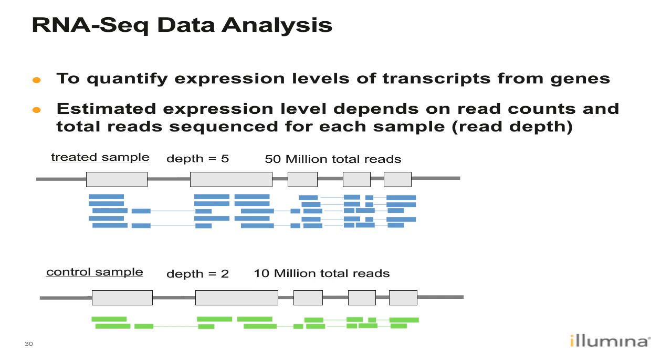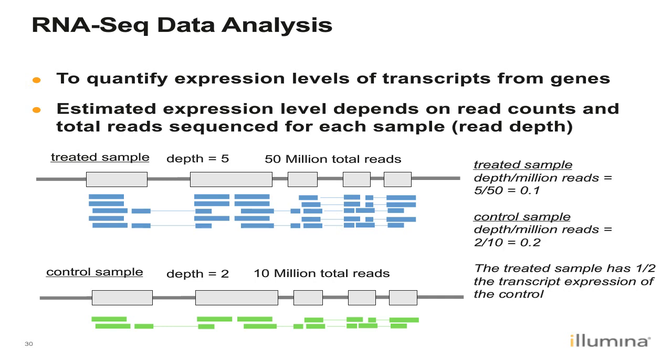So in this case, let's go ahead and divide by millions of reads. We took our depth of 5 and we're dividing it by 50 for 50 million reads, and we're getting 0.1 for our treated sample. And now for our control sample, we take the depth of 2 and divide it by 10 for 10 million, and we get 0.2.